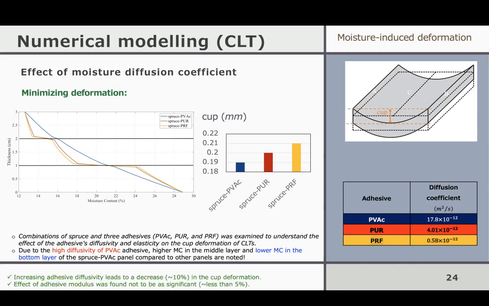So we also look at some cases when the adhesive modulus has been changed, but the effect was found to be less than 5%. In other words, if you're going to design a new adhesive, you better focus on its diffusivity rather than modulus. And it kind of makes sense because the modulus is for just a 0.1 millimeter layer. So it shouldn't affect the product more, but that adhesive layer can act as a moisture barrier. So it creates these moisture jumps that consequently lead to jumps in stresses, and we see the exhibition of that as a cup deformation.